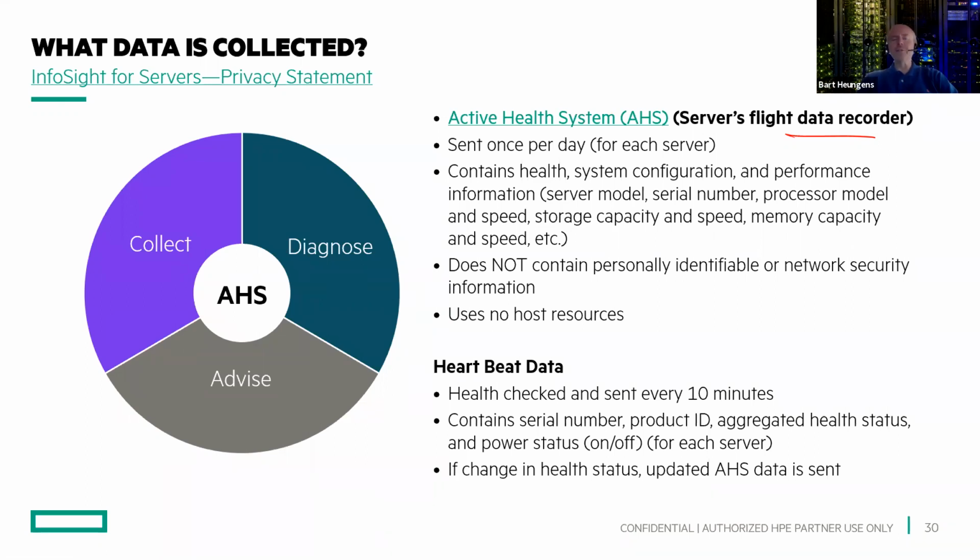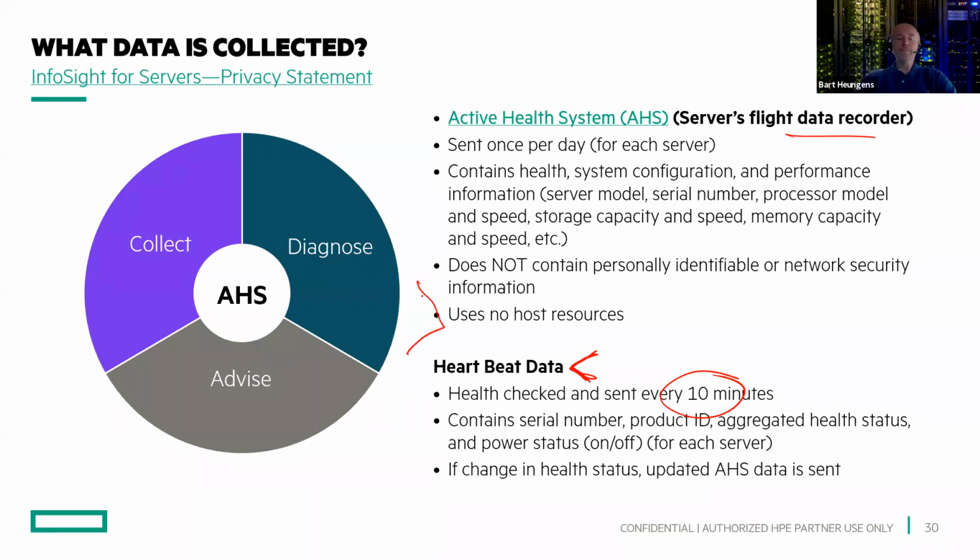So I was saying Active Health System, every day we're going to send that file. Even a little bit more, because every 10 minutes there's heartbeat data, just with the basic information: everything is okay, or we have a degraded state, or we have a critical state. So that's every 10 minutes. But every day we're going to send that AHS file. It's not that big, just 1-2 megabytes. We're going to send it over to the Infosight portal, and then they're going to run all those algorithms, all those analytics on there to tell you you're doing a good thing or you're doing a bad thing, right?